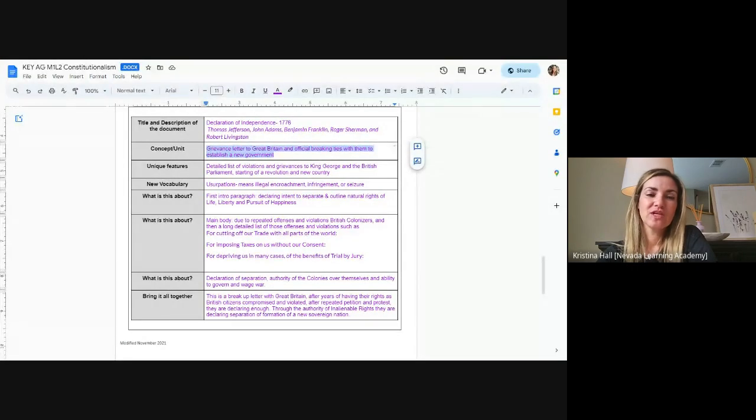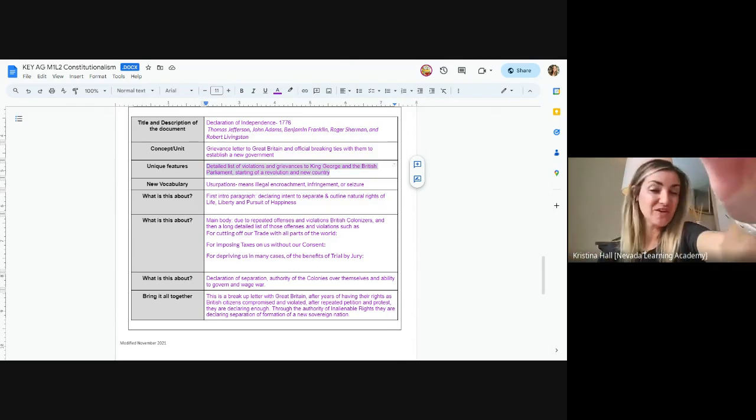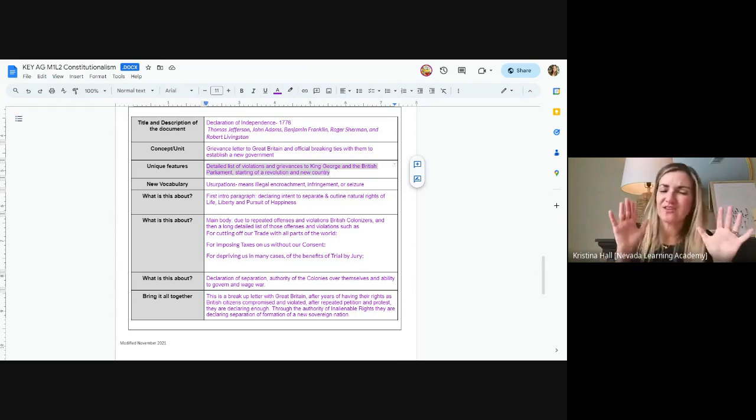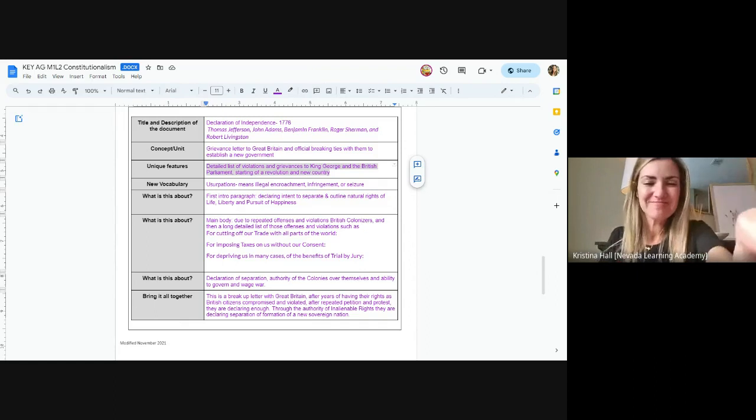Okay. So the unique feature details the list of violations and grievances from King George and the British Parliament. And this is a big deal because think about it. Any of you got a little bit of fear of your parents? Like healthy fear. You might tell them what you're thinking, but you tell them the G-rated version, not the R-rated version, right? I still have a little bit of fear of my mom. I love my mom, she's so awesome, but if I'm upset with her, I have to tone it down. Yes, exactly. It's fearful respect. It's not like you're afraid they're going to beat you. But there's a little fear.